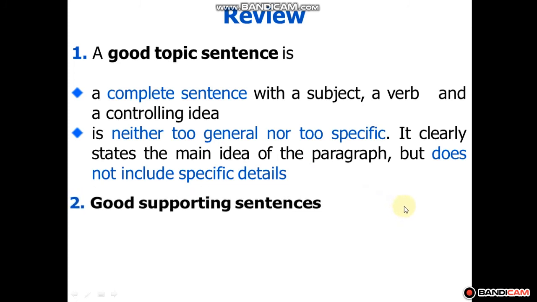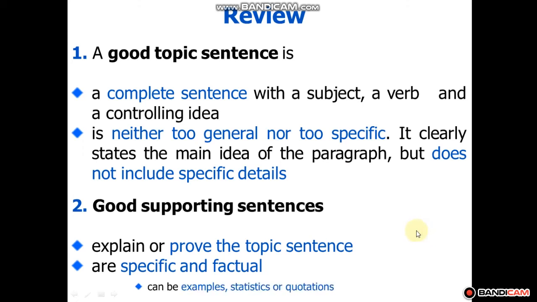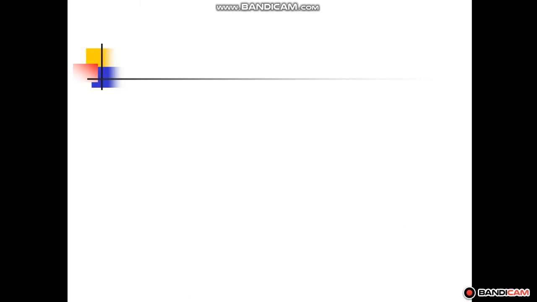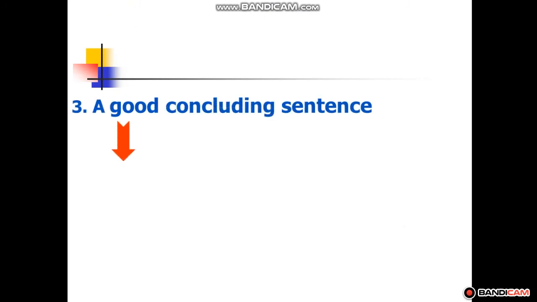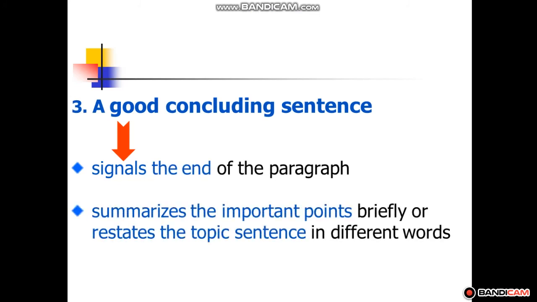And good supporting sentences explain or prove the topic sentence with examples. They expand it in the real sense, and they are specific and factual, focused on one point, and they state the facts and figures. They can be examples, statistics, or quotations. And a good concluding sentence, finally, signals the end of the paragraph and summarizes or restates the topic sentence using different words.